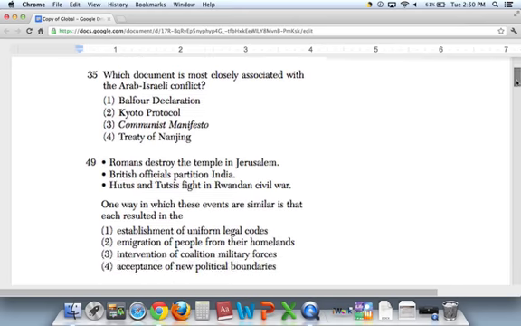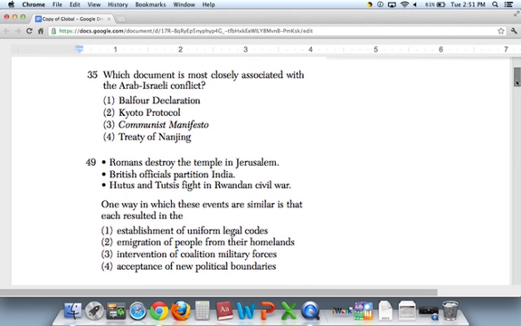Moving on. Number 35. Which document is most closely associated with the Arab-Israeli conflict? 1. Balfour Declaration, 2. Kyoto Protocol, 3. Communist Manifesto, and 4. Treaty of Nanjing.